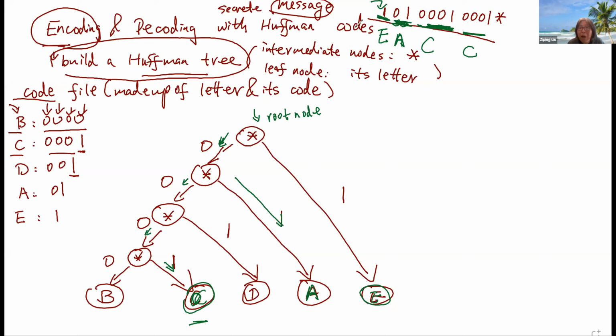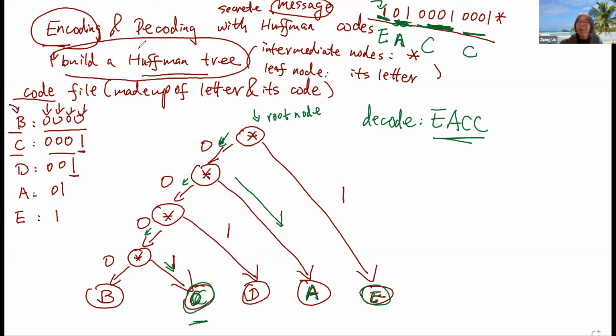So now you can decode the code file as EACC. You recover the file back, as EACC. So that's how you do the decoding. You can see the encoding and decoding both need to use the same Huffman tree. Same Huffman tree, and then you can do encoding and decoding.